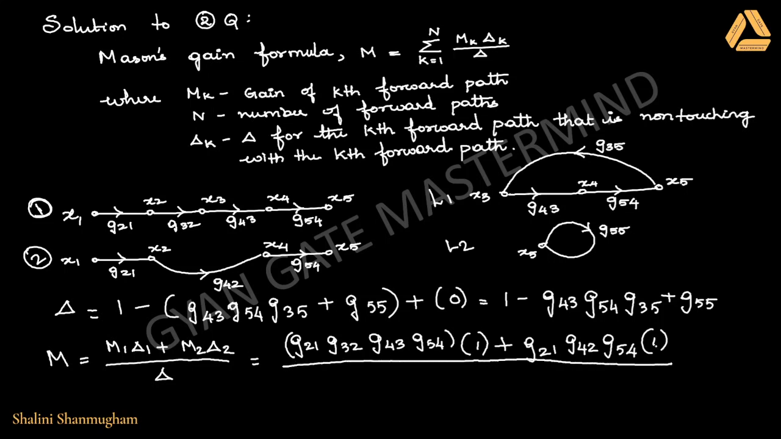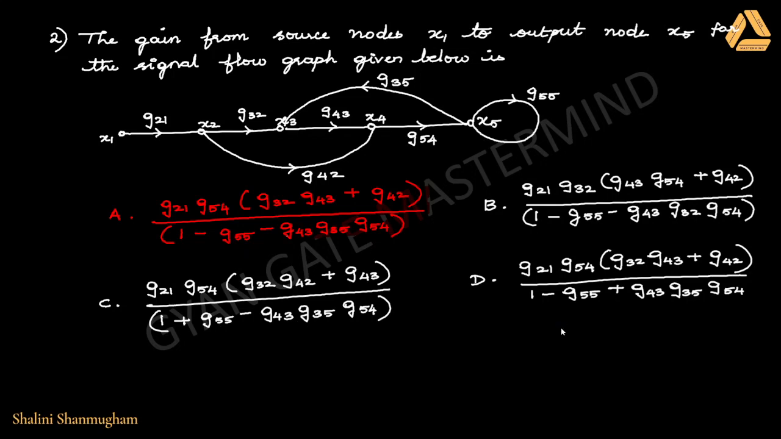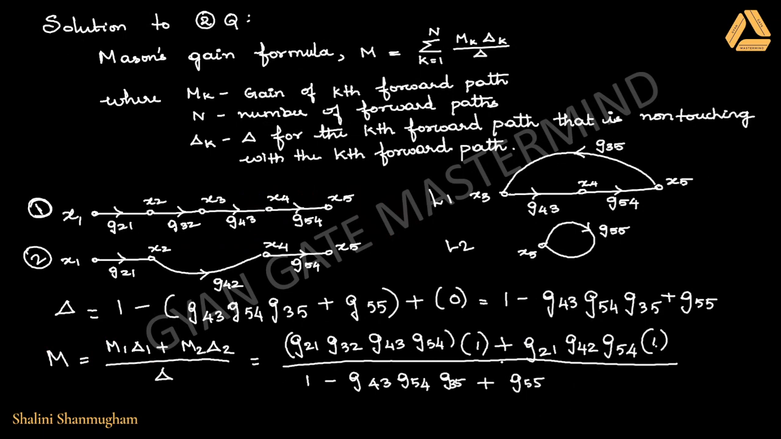And del is, as we have already derived, 1 minus G43, G54, G35 plus G55. So simplifying this one, you will get the A option as the answer. I'm sorry, this one is minus, because taking out of the bracket, it is minus.